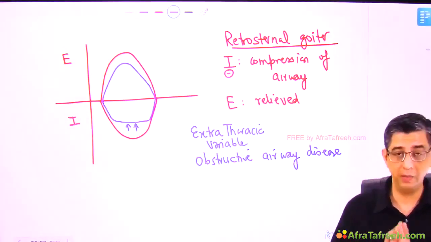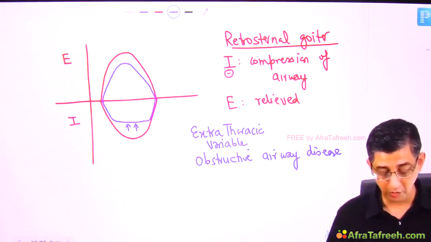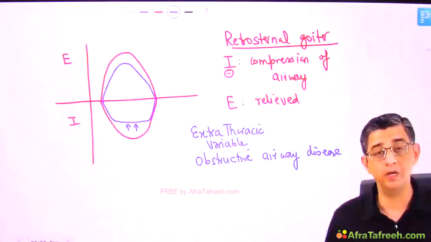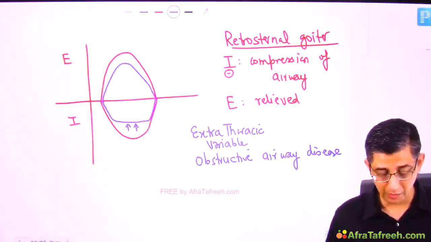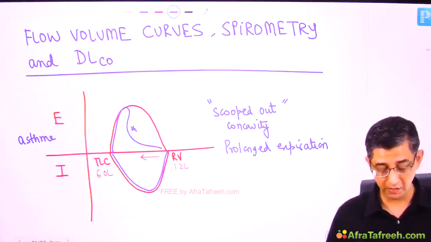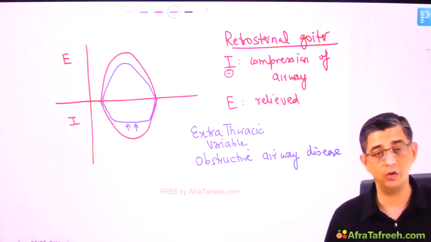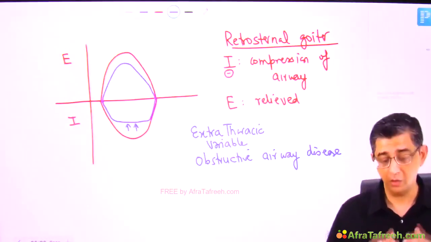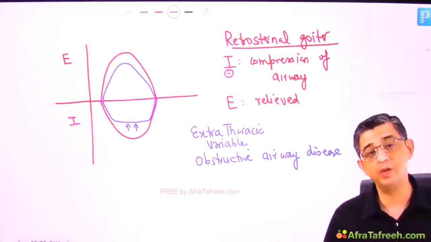At the moment, the main take-home messages are that I've taught you about two obstructive disorders. One is asthma, one is retrosternal goiter. The difference between the two is that asthma is primarily a disease of expiration. It's a parenchymal disorder, whereas retrosternal goiter is an extrathoracic cause and it is still compressing the airways, limiting the airflow into the lungs, causing flattening of mainly the inspiratory part.